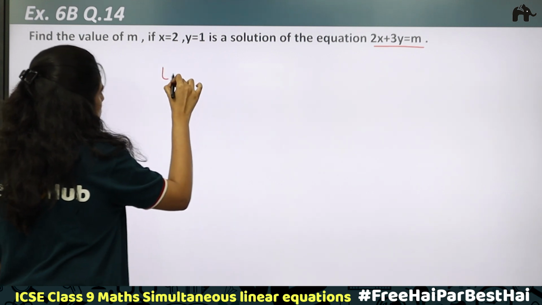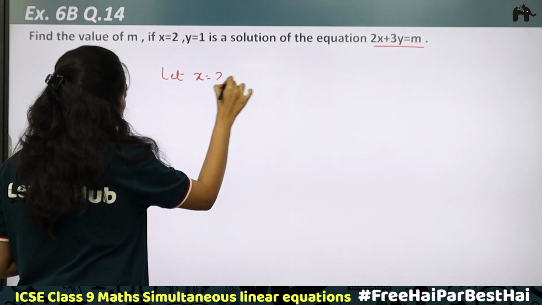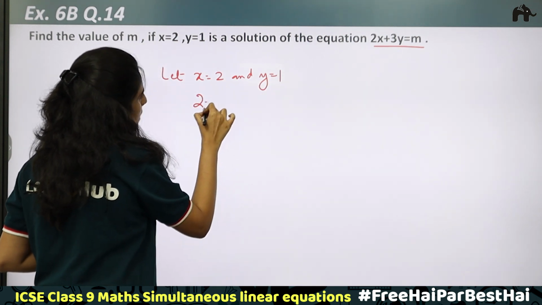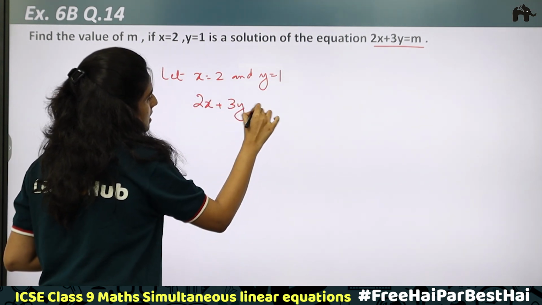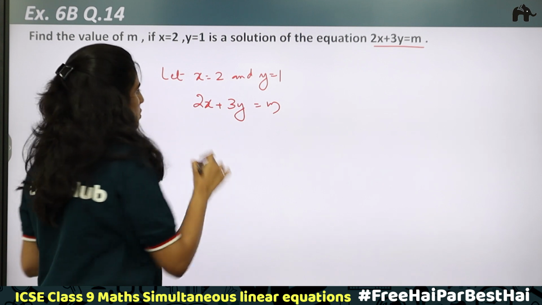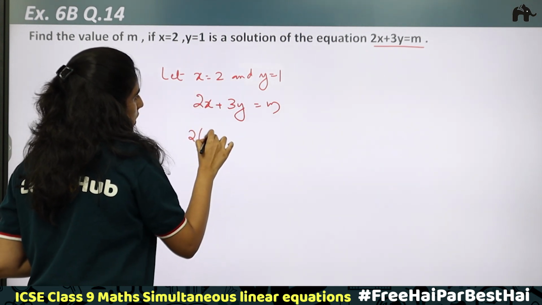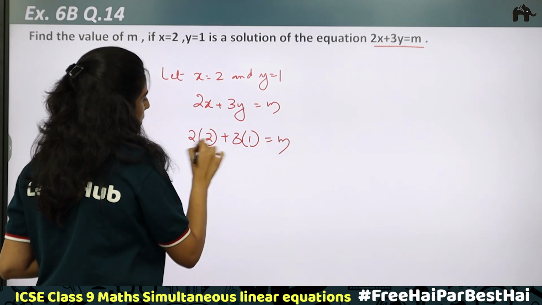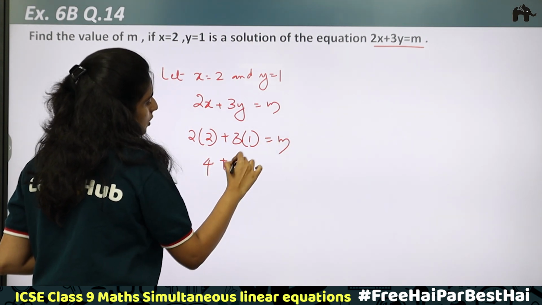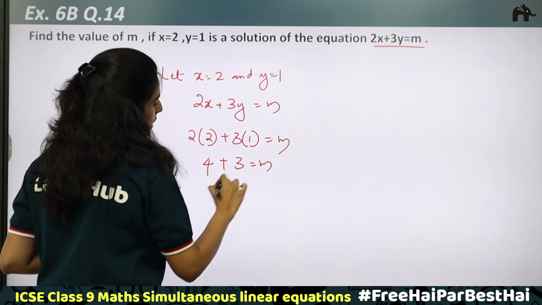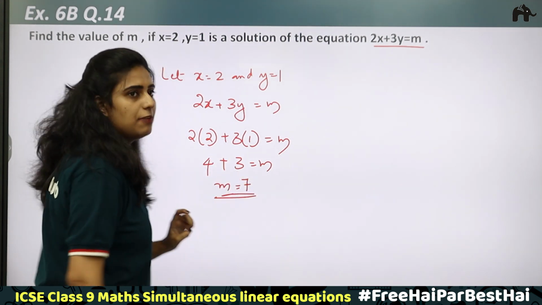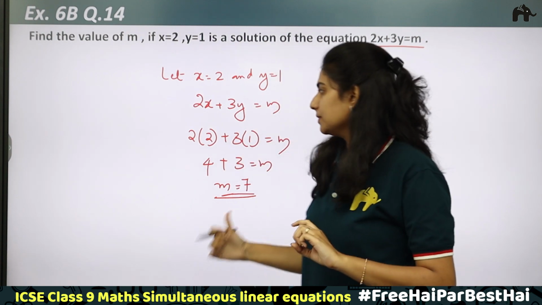Let x is equal to 2 and y is equal to 1. We have the expression 2x plus 3y is equal to m. Substituting the x and y values, 2 into 2 plus 3 into 1 is equal to m. 2 into 2, 4, plus 3 into 1, 3, is equal to m. M is equal to 4 plus 3, 7. M value is 7.